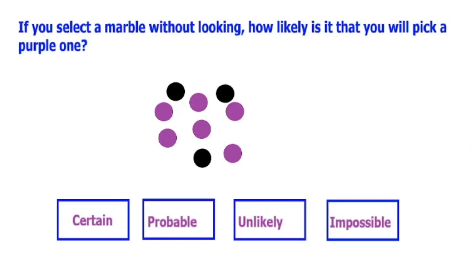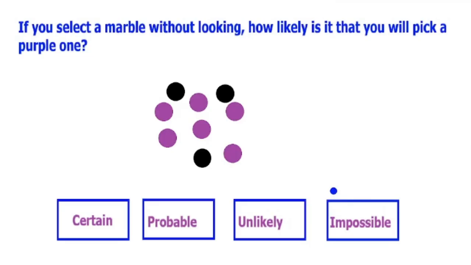In this video, we're going to learn about words like certain, probable, unlikely, and impossible. So if we have a problem like this one that says, if you select a marble without looking, how likely is it that you will pick a purple one? Is it certain? Is it probable? Is it unlikely? Or is it impossible?